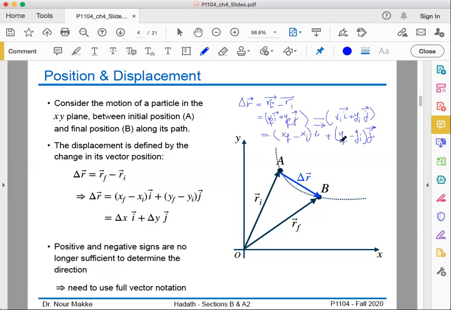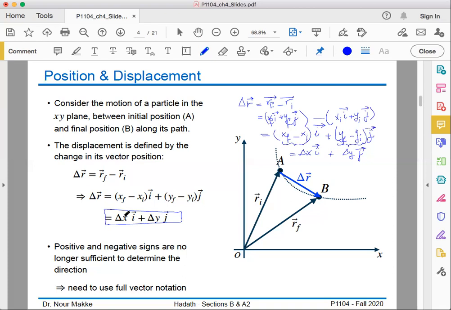And we can actually call these two differences. So this first one, we can call it delta X because it's the difference in the X position of the particle between the final time and the initial time. So we can write this as delta X i plus, this can be written as delta Y j. And so we can write down actually the vector delta R as we can see in here. It's the sum between delta X i plus delta Y j, where delta X is the displacement along the x-axis and delta Y is the displacement along the y-axis.